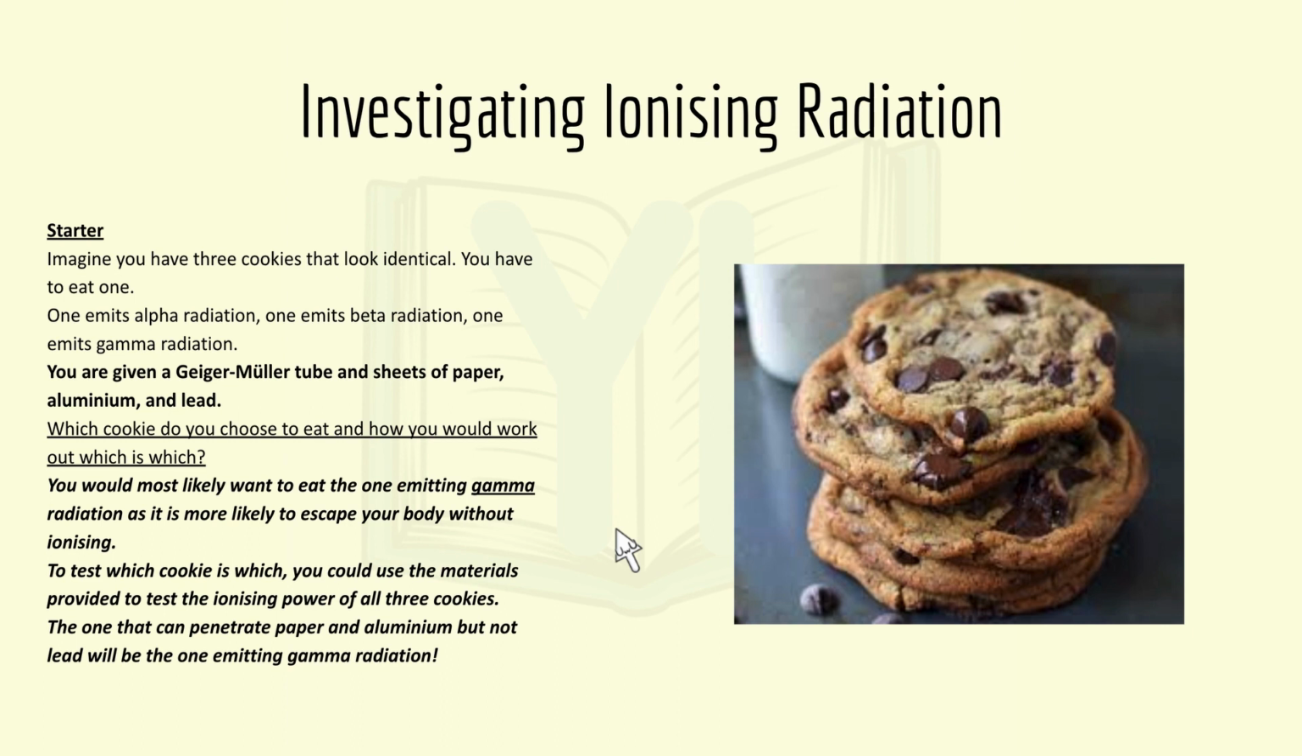You would most likely want to eat the one that's emitting gamma radiation, as it is most likely to escape your body without ionizing. And to test which cookie is which, you could use the materials provided to test the penetrating power of all 3 cookies. The one that can penetrate paper and aluminum but not lead will be the one emitting gamma radiation, as we discussed just now in all the tables.